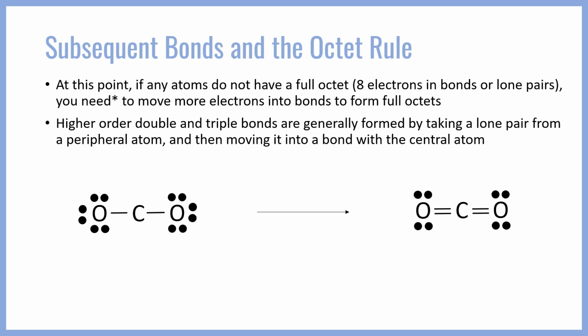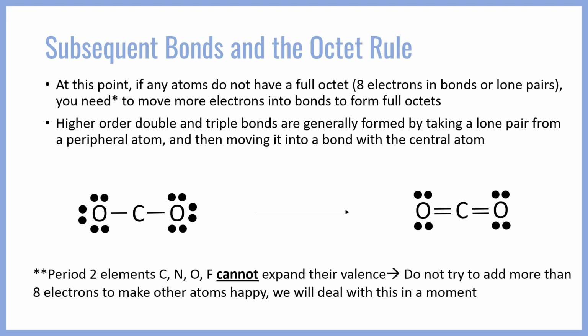Now, I want to elaborate on the asterisk I had labeled a little bit earlier, which is that period 2 elements, carbon, nitrogen, oxygen, and fluorine, cannot expand their valence. They can never have more than 8 valence electrons. So you don't ever want to try to add more bonds than are possible in order to make other peripheral atoms happy. Other kinds of atoms can expand their valence, and we'll talk about that more later on, but it's important to note you should never have more than 4 bonds to a period 2 element under any circumstances.